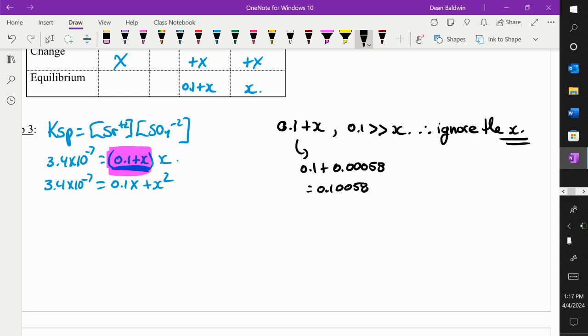Sig figs says I should have how many digits? Should have 1. So what does that round to? 0.1, right? It doesn't matter. And if you use the quadratic formula, it works out the exact same. The sig figs are what make that irrelevant. Okay? So sig figs tells us it equals 0.1. Because the 0.1 is so much bigger than the x, and you're just adding them, we just say, don't worry about the x.